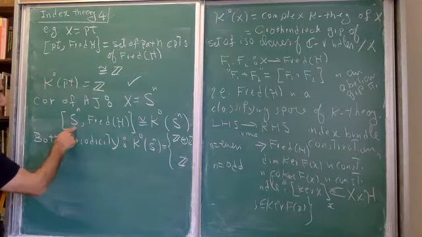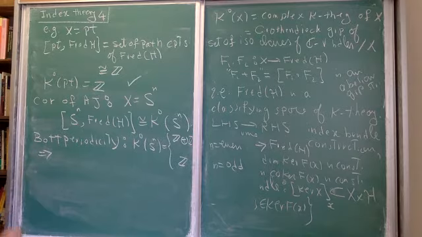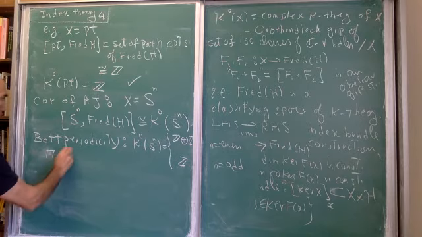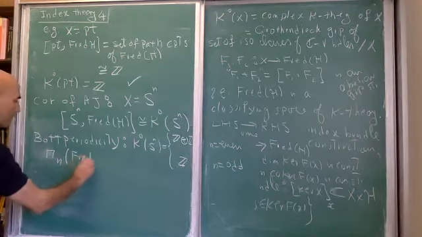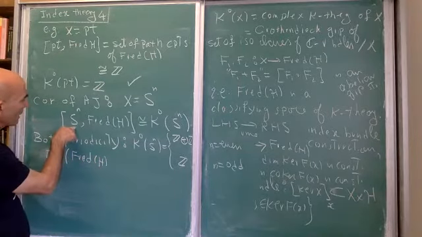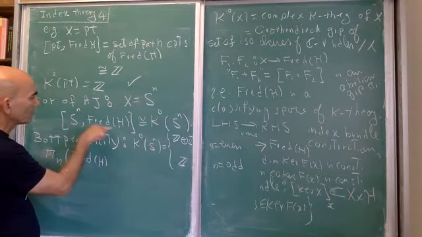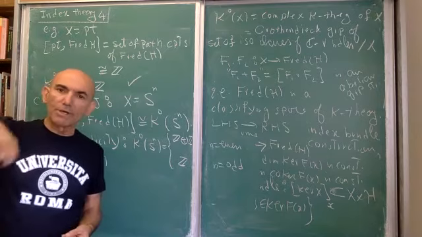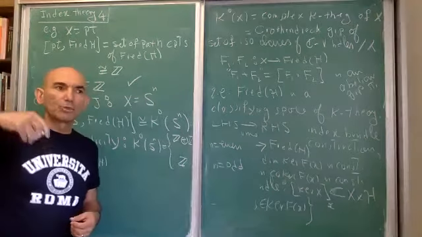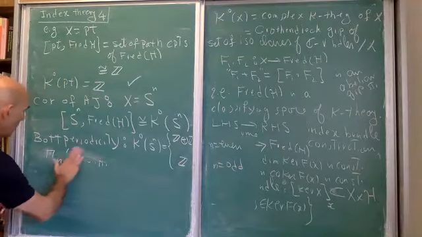Okay, so then we know this result. From here, we can conclude, but what is pi_n of Fred H now? Pi_n of Fred H is almost the same thing as this: maps from S^n to Fred, but they have to be based maps, right? They have to be based loops or based spheres.